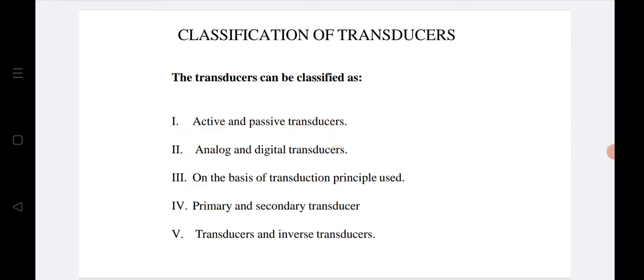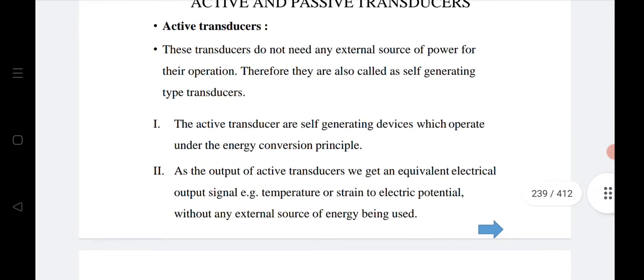When you go with the next classification, analog and digital transducers, as the name implies, a transducer which gives an analog output is known as an analog transducer. Some transducers work on digital values, and those are known as digital transducers. Coming to the fourth classification, primary and secondary transducers. Before going into the third one, let us describe the primary and secondary transducers.